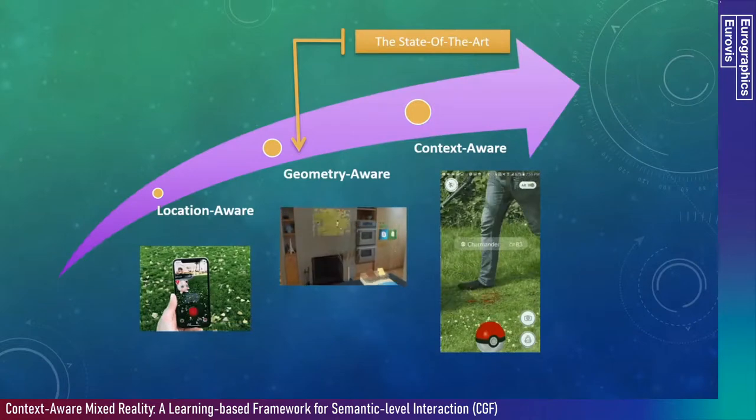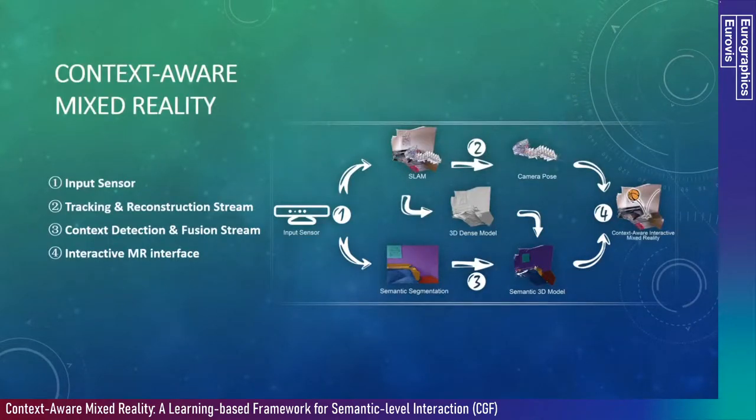What my paper presents is a common framework for context-aware mixed reality. Basically, it consists of four parts. First, you need an input sensor. From the input sensor, it flows into the tracking and reconstruction stream, and you get the camera pose and 3D dense model. At the same time, the output of the input sensor also flows to the context detection and fusion stream, which produces a semantic 3D model. With this camera pose and semantic 3D model available, we can create an interactive MR interface, which creates the context-aware MR experience.